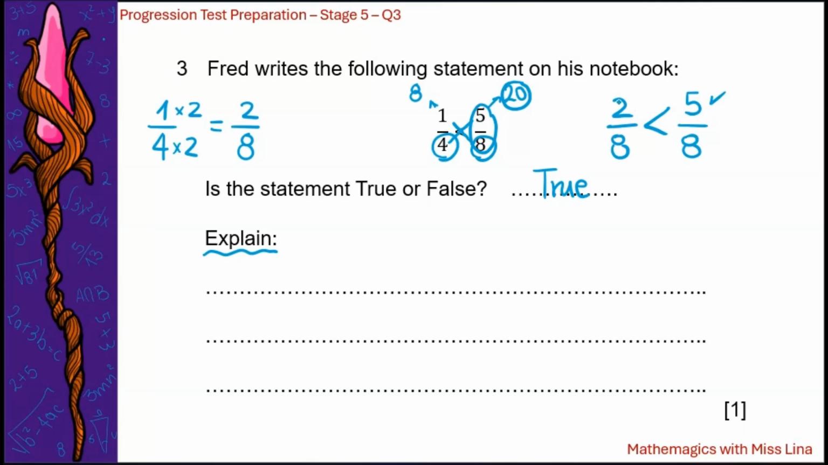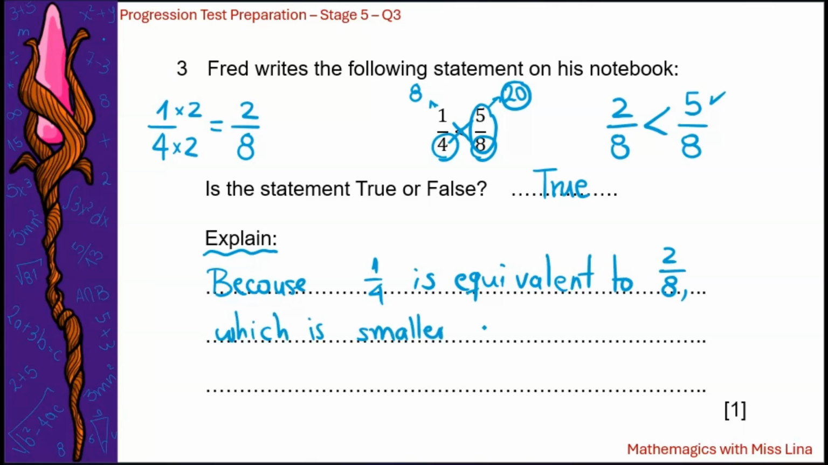Then we are going to explain that in this part. So we could write, for example, because 1/4 is equivalent to 2/8, which is smaller than 5/8. That's going to be enough because since they have the same denominator, they are homogeneous fractions and we can compare them directly. That way you are going to get the point.